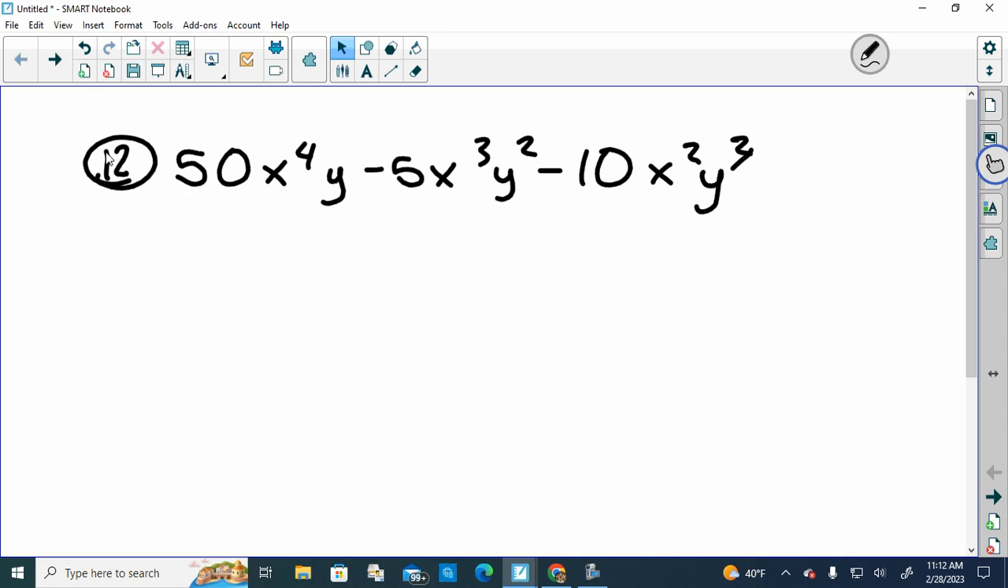Okay, so we have 50x^4y minus 5x^3y^2 minus 10x^2y^3. Okay, so not any different than yesterday, it's just the factoring part. The greatest common factor thing is still the same. So what would the largest number be that we can take out? 5. Okay, what's the max amount of x's? 2. Okay. Max amount of what?